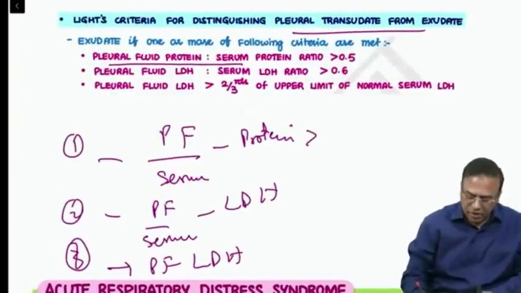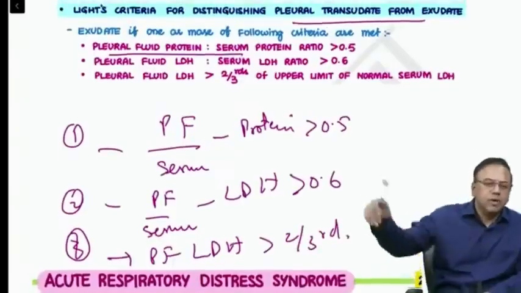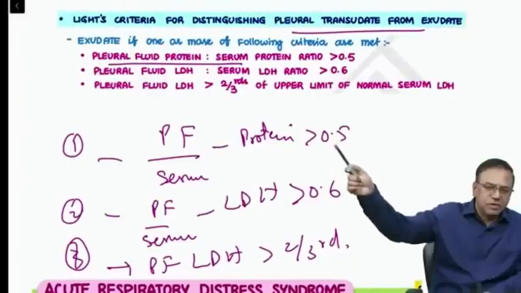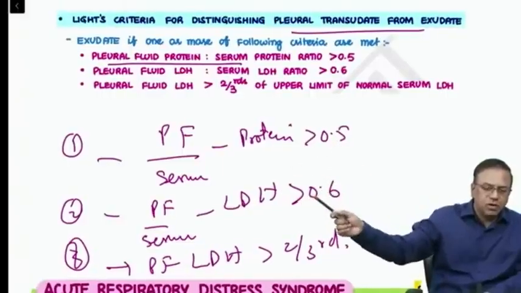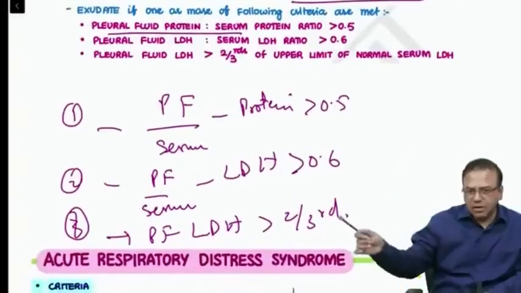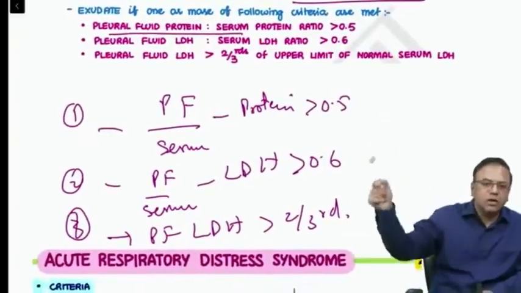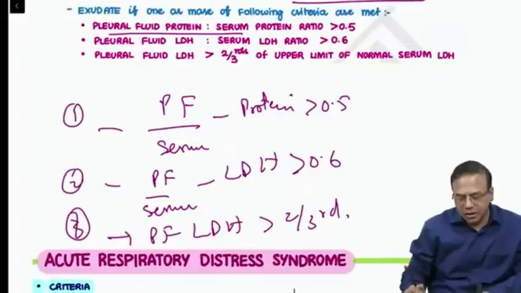Okay, it's 0.5, it is 0.6, it is more than 2/3. Let me repeat: pleural fluid to serum protein more than 50%. Pleural fluid to serum LDH more than 60%. Pleural fluid LDH more than 2/3 of the upper normal limit of LDH. Remember, in the third category we don't have the serum, but we know what the normal serum should be. It should be more than 2/3 of the normal serum LDH.